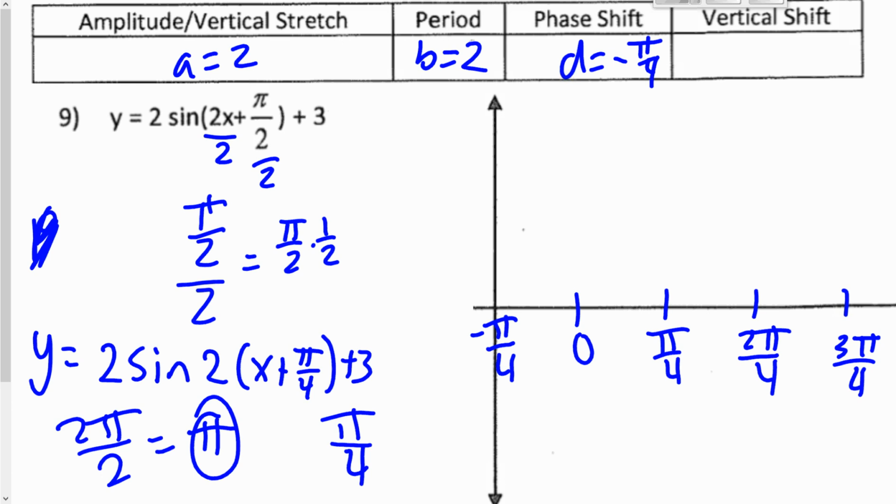Now we need our y's. Well, our normal y's for sine are 0, 1, 0, -1, back to 0. But here we multiply it by our a, so it becomes 2, 0, 2. And then we add our c, which is 3. So this becomes, instead of 2, we add 3, which is 5. 0 plus 3 is 3.